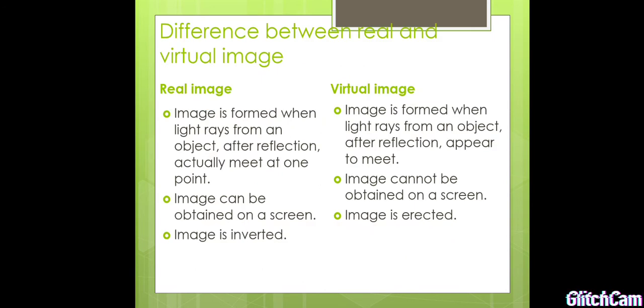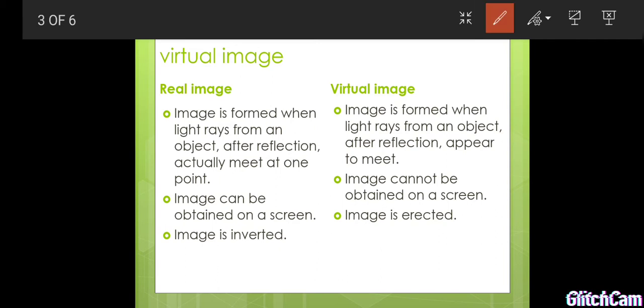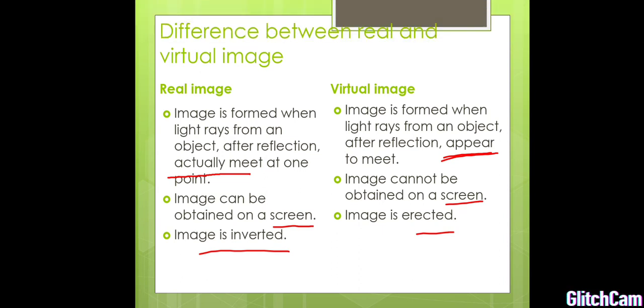Now we go for the types of image. There are two types: one is called real image, the other one is called virtual image. The important difference is that a real image is formed when the light rays from an object, after reflection, actually meet at a point. Okay, actually meet. But in a virtual image, after reflection they only appear to meet. This is the important difference between real and virtual image. A real image can be obtained on a screen. A virtual image we are not able to capture on a screen. A real image is inverted. A virtual image is erect. This is the main difference between real and virtual image.